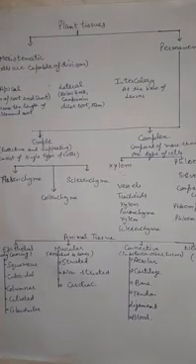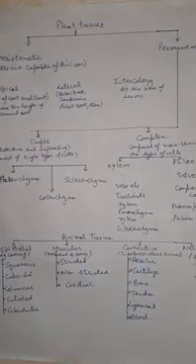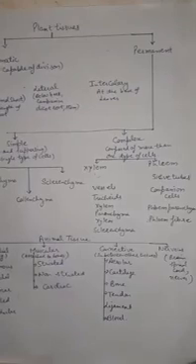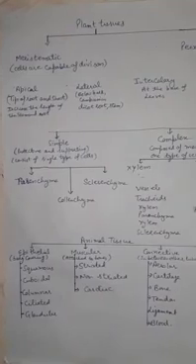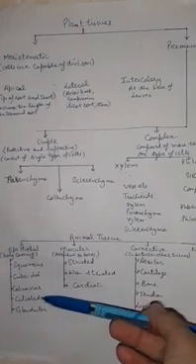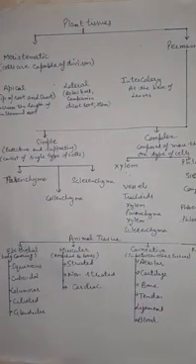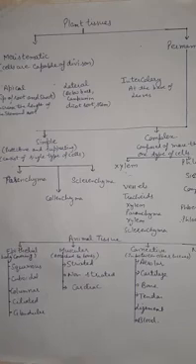Next, animal tissue. Animal tissue has four types: epithelial tissue, muscular tissue, connective tissue and nervous tissue. Firstly, epithelial tissue has five types: squamous epithelial tissue, cuboidal epithelial tissue, columnar epithelial tissue, ciliated epithelial tissue and glandular epithelial tissue. Epithelial tissue provides protection, secretion, absorption and excretion. They are present at the outer body covering.